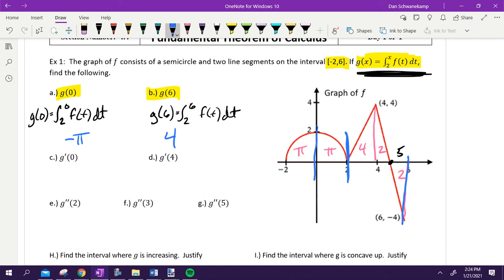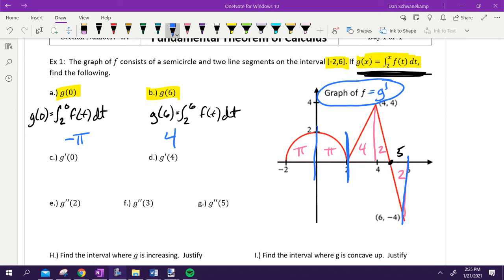Okay, the next one, g prime. This is a graph of f. What else could I call this graph? This is a g prime graph because the antiderivative of f is g. So this graph right here is also g prime. Write that on your graph. Put a circle around it. Make sure you know that this is a g prime graph. Go ahead and answer C, D, E, F, and G based off of that.